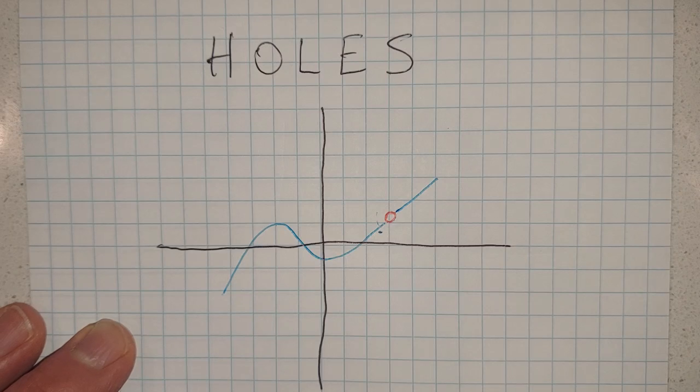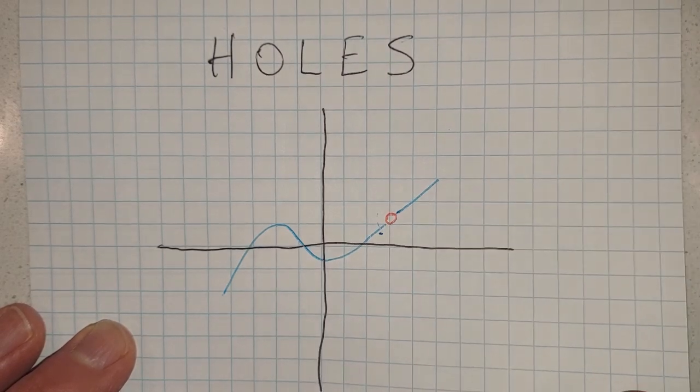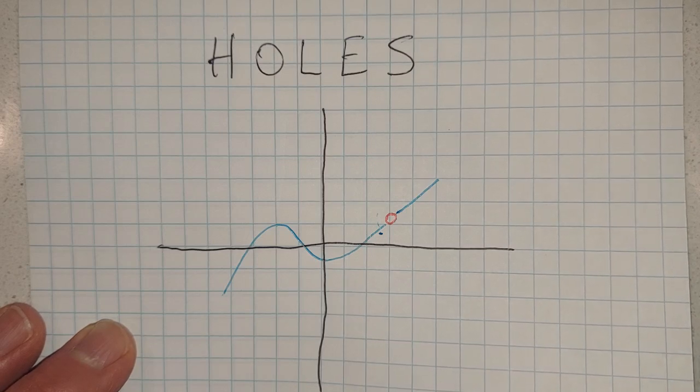Now, rational functions may have a few or many asymptotes and holes. Remember, when you hear the term rational, think fraction.